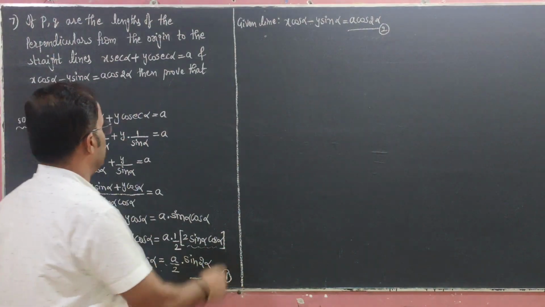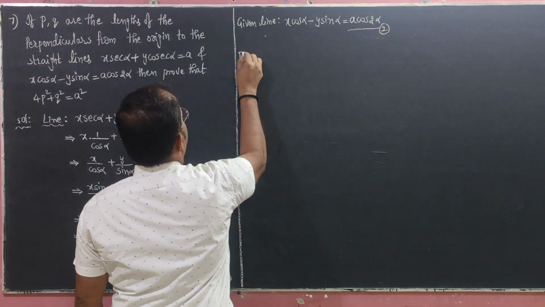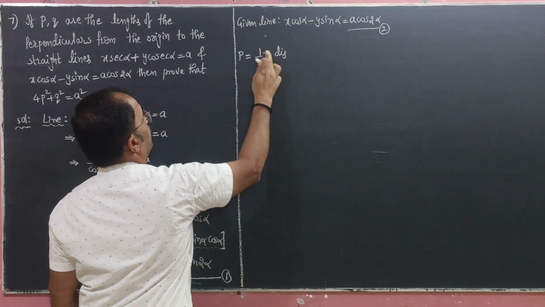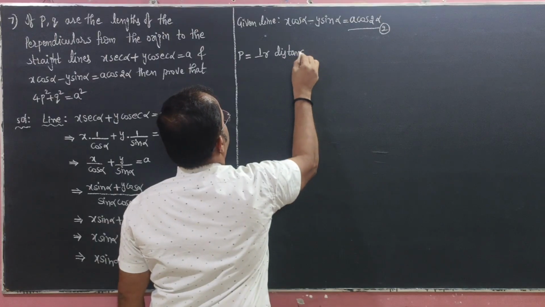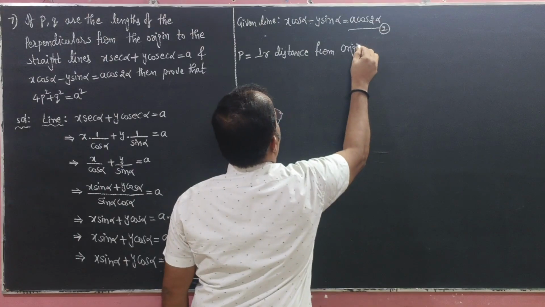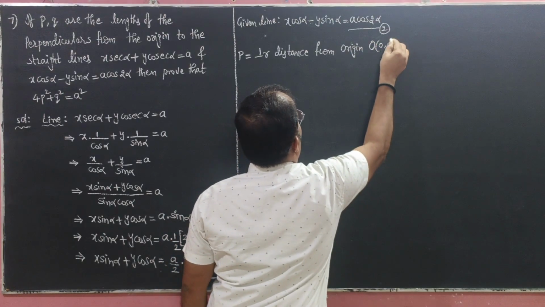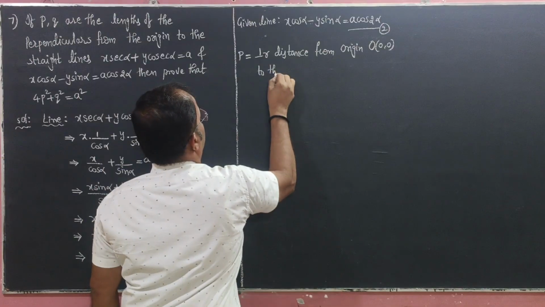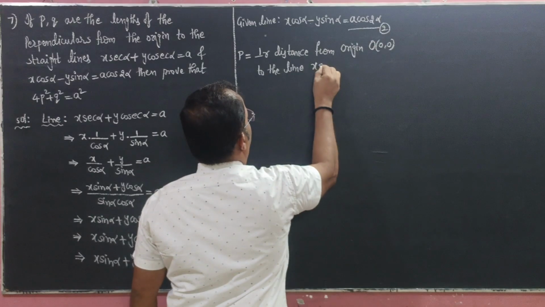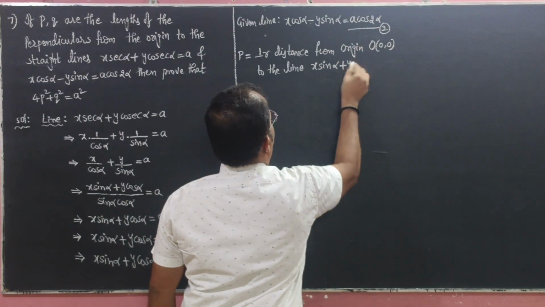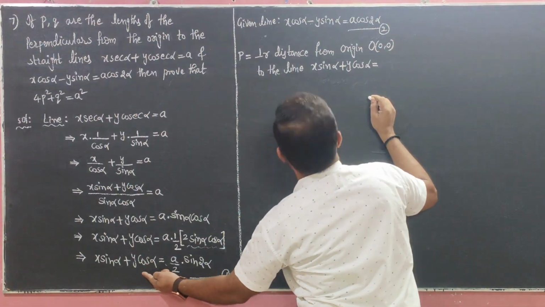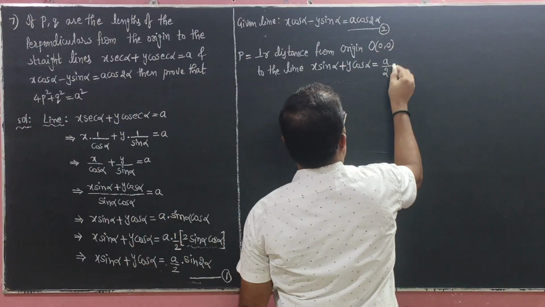So now P equals the perpendicular distance from the origin, which is 0, 0, to the first line. What is the first line? The line x sin alpha plus y cos alpha equals a by 2 into sin 2 alpha.